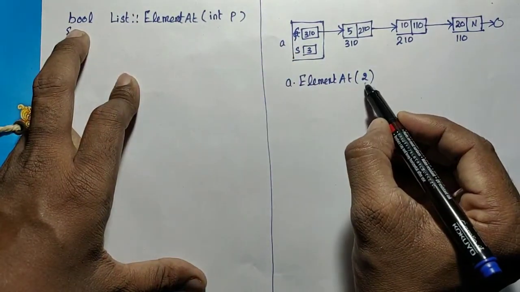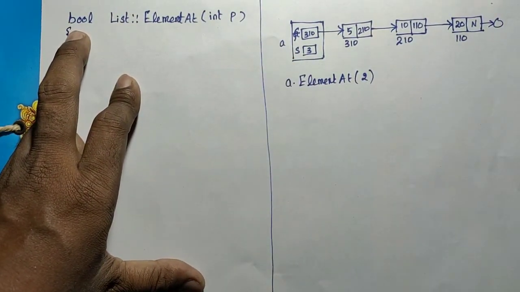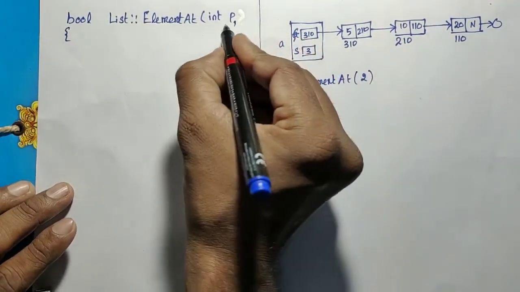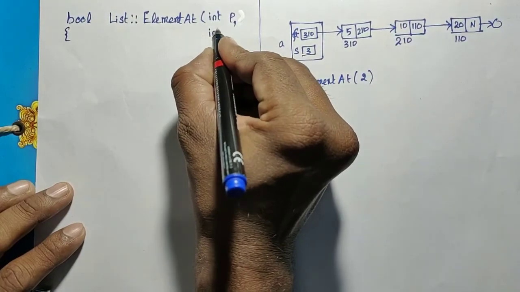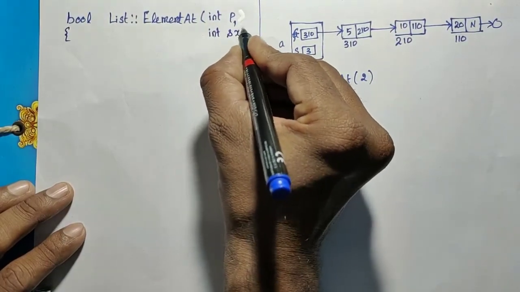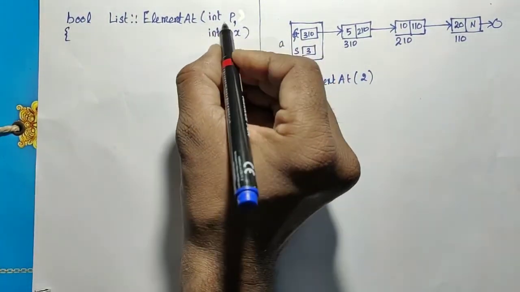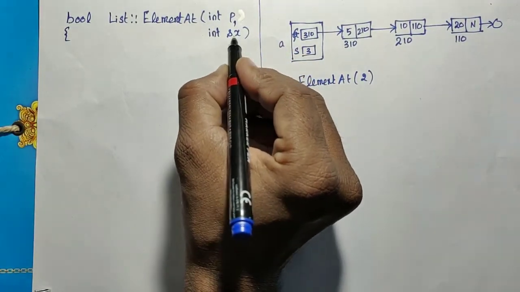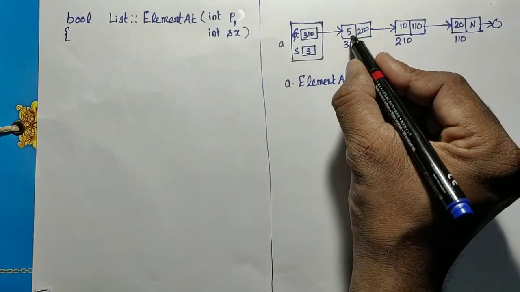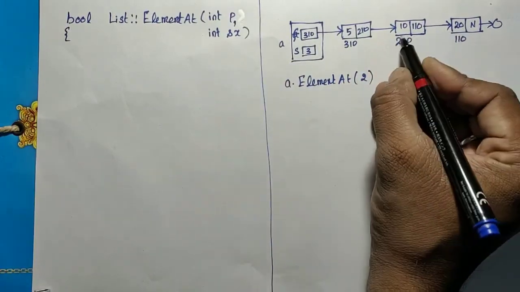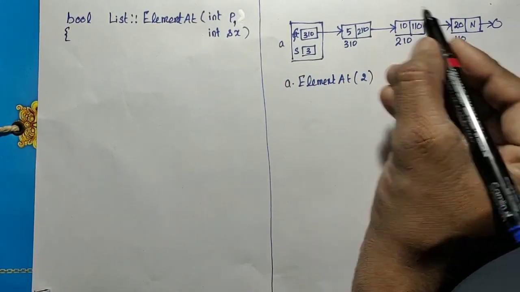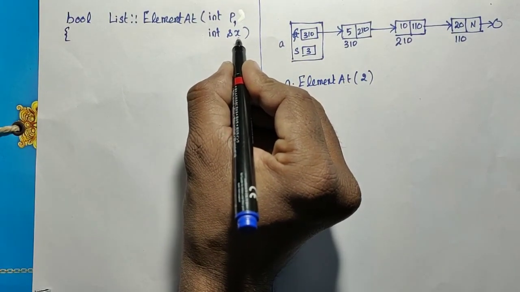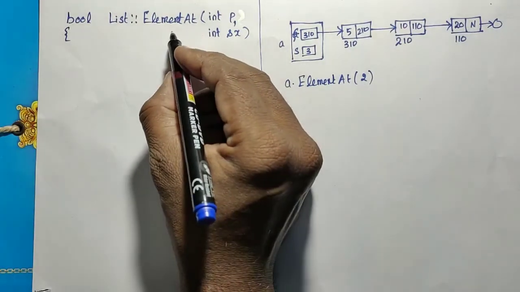I need to set another output. This is the input, and I have to give another output, that is int ampersand x, which is the element presented. The position is always an integer. The type of the second argument is based on the type of the list, that is, what type of elements you are going to store in the list. Since we are using only the integer list, it is an integer. And the ampersand represents that x is the output variable. So it is going to bring the value from this one.